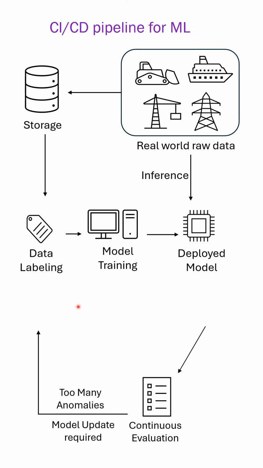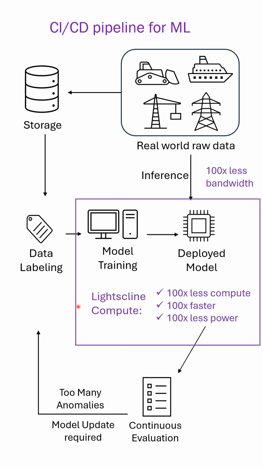Now, Lightscline could help you in two things. The first thing is training and deployment of the models. During inference, because we only use 10% or less of the data points, our models are smaller, which makes them train faster and take up less compute resources and less power. And because our models are trained only on a fraction of data, you don't have to transmit all of the raw data. We can get away with less bandwidth utilization.